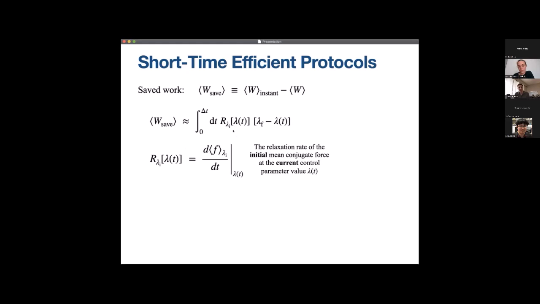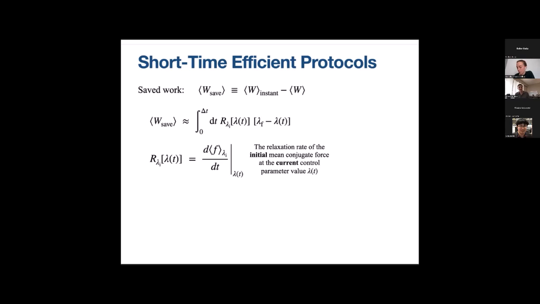However, how quickly you relax towards your new equilibrium changes depending on where you change your control parameter to. Okay, and then the second term in the saved work is just the distance you have remaining to travel. So this is the final control parameter value minus your current control parameter value. And what's really nice about this form for the saved work, which we want to maximize, is that it doesn't depend on your control parameter velocity or the history of your protocol.